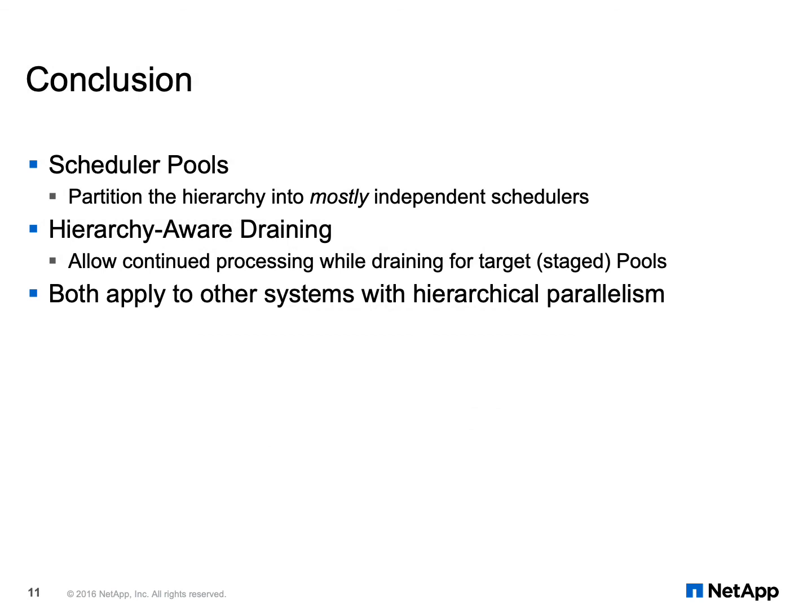In conclusion, in this talk, I've walked through 2 problems that we ran into while scaling the WAFL file system to more cores, and the 2 techniques that we used to address these limitations. The first was a technique called scheduler pools, which broke down our hierarchy of data partitions into a set of smaller, mostly independent schedulers that could perform this hierarchical exclusion without the requirement of large critical sections under a global scheduler lock. And we saw that this partitioning of things into subhierarchies significantly reduced lock contention and improved performance.